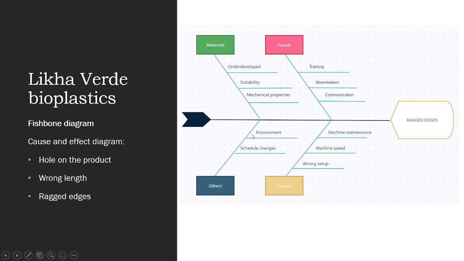And lastly, the others. These are usually the factors that are not covered here. So what are those? Environment. Maybe the plastic has a reaction with the temperature or the pressure inside the plant. Whether the schedule has changes, this usually happens for late products rather than ragged edges. And lastly, there should be a part on transportation, whether the products have been damaged during transportation.